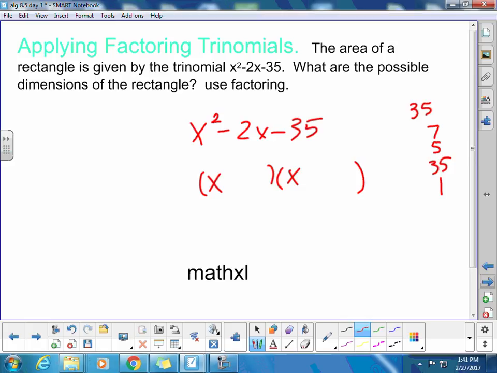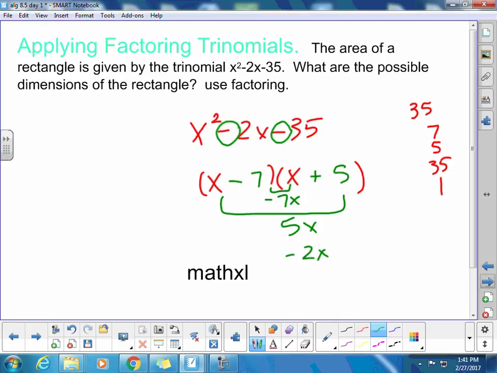So if I look, I know that one is going to be negative and one is going to be positive because I have to end up with a negative 35. So this tells me I'm going to have one of each sign. This tells me my bigger one is going to be negative. So minus 7 and plus 5. And let's double check and see if that works. That would be a 5x. Here would be a minus 7x. So all together we have minus 2x. So those will be our factors, x minus 7 and x plus 5.